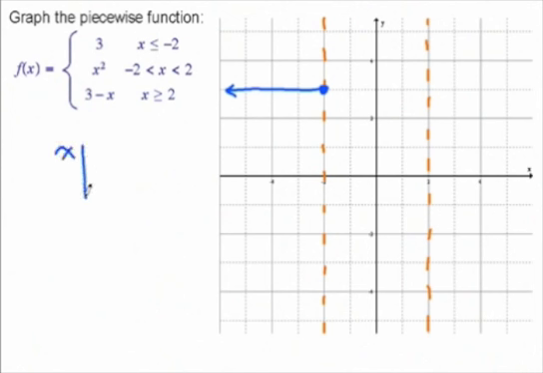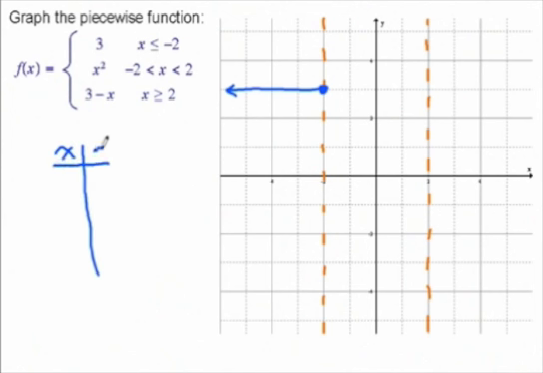Alright, between negative 2 and positive 2 it's going to be the function x squared, so I'm just going to set up a little table for x squared. And we'll start off with negative 2. Negative 2 squared is 4, negative 1 squared is 1, 0 squared is 0, 1 squared is 1, 2 squared is 4. And then plot these points.